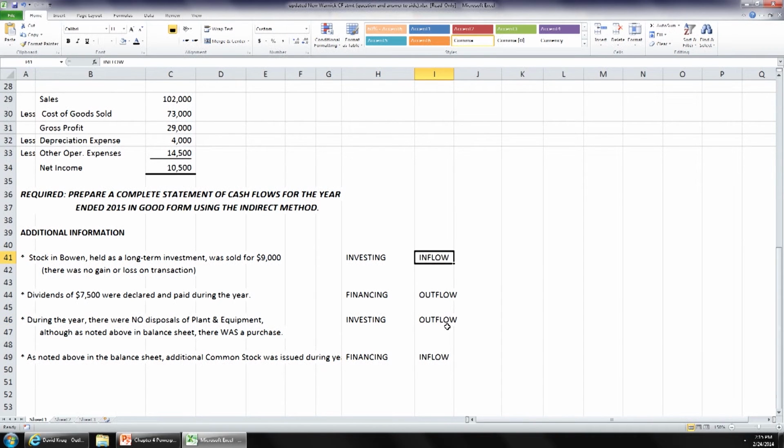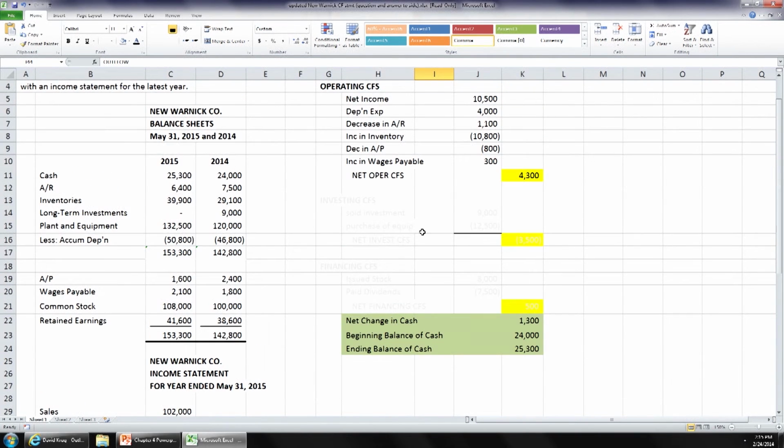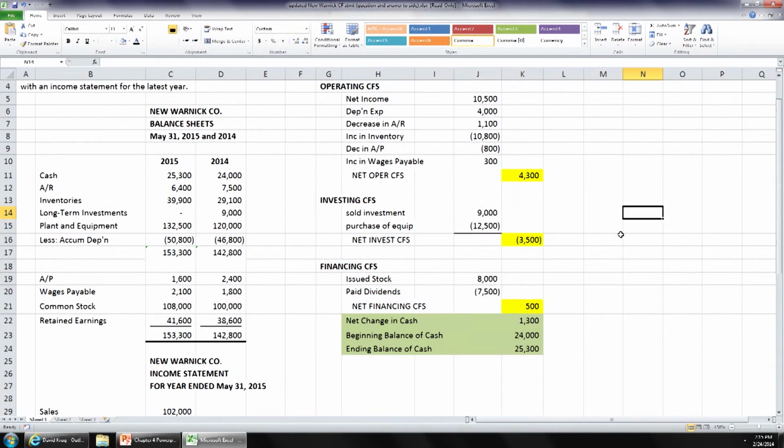One's an inflow, one's an outflow. And we have two financing activities. One's an inflow and one's an outflow. Would you agree? Okay. So now we go back up to our cash flow statement, and we put those items in, and this is what I got.